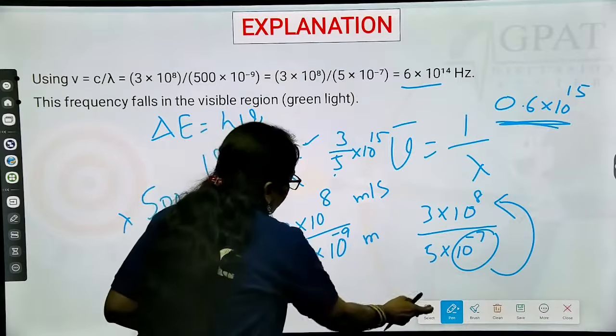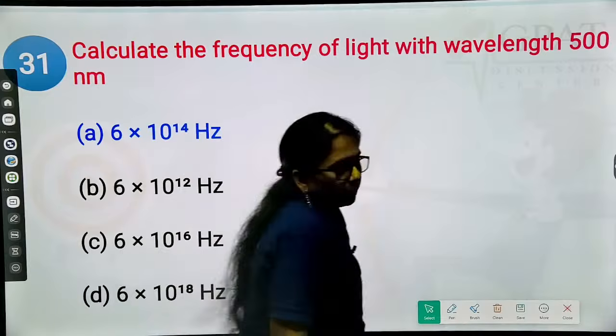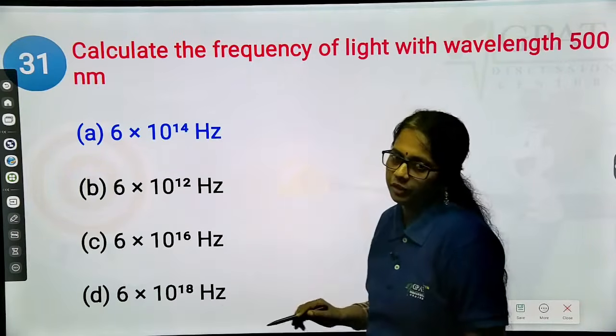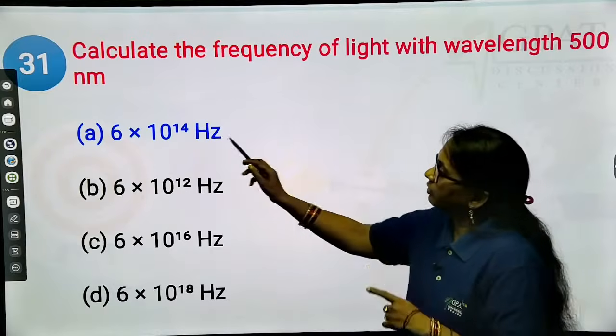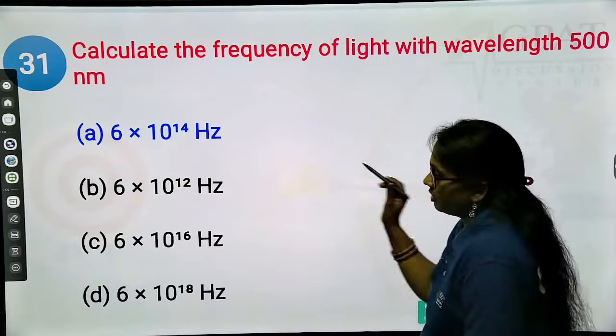But what have they given in the options? 6 into 10 to the power of 14 hertz. We got 0.6 into 10 to the power of 15, so if you take the 1/10 and multiply it with this, it becomes 6 into 10 to the power of 14 hertz. This is the right option.